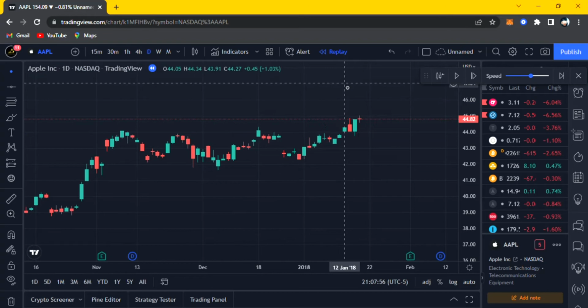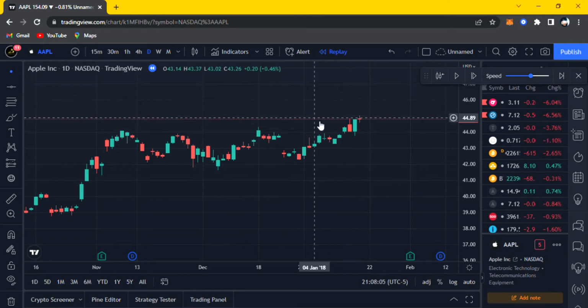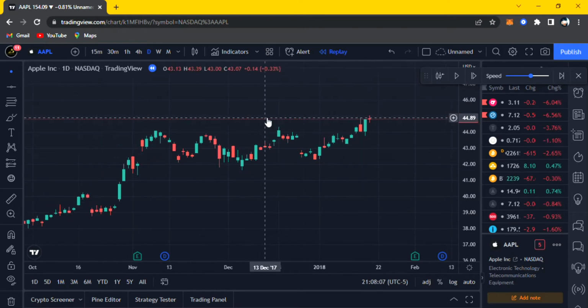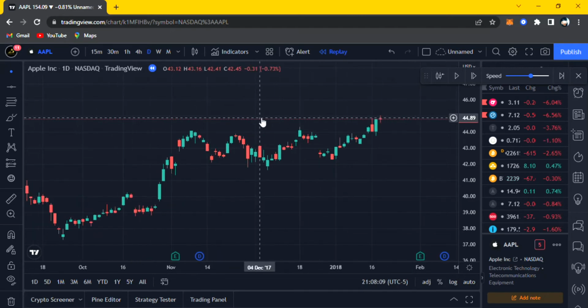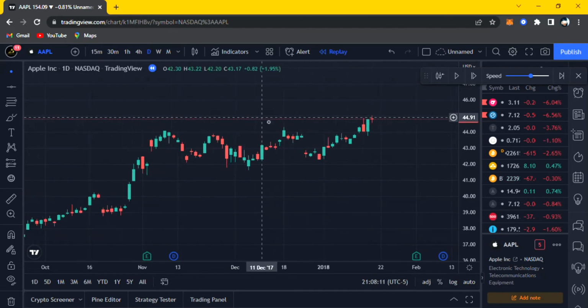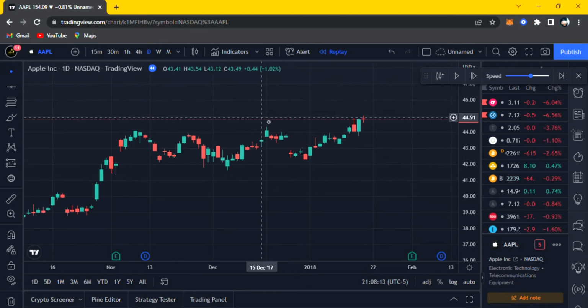Okay, family, now let's put it all together and see how this works. Yes, I am still on Apple, but I am using the replay feature, so I'm on a different time frame than you are. I'm way back in 2018, so if your chart doesn't look the same, don't be alarmed. It's because I'm just using this feature to show you how to do this.